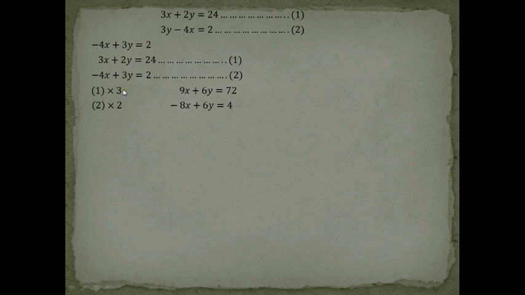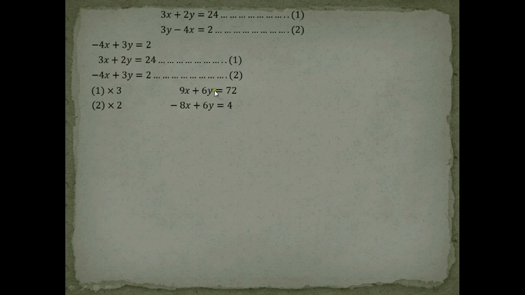So if we multiply equation 1 by 3, we're going to be having this, that is 3 times 3x is 9x, 3 times 2y is 6y, 3 times 24 is 72. And also using 2 to multiply equation 2, which is right here, 2 times minus 4x is minus 8x, 2 times 3y is 6y, and 2 times 2 is 4. So this is what we now have.